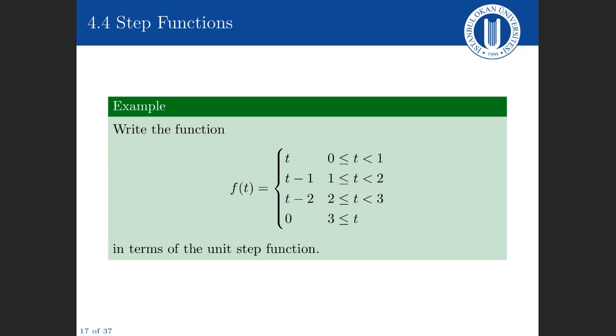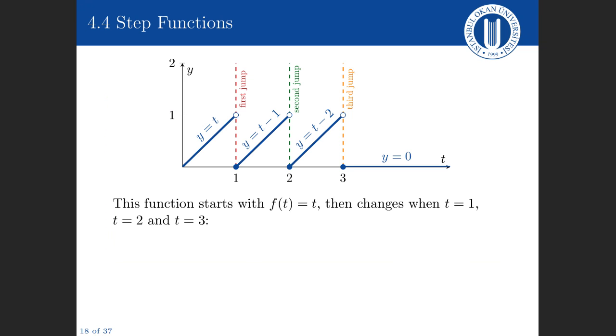Next example. Write this function in terms of the unit step function. Again, we have a function which is defined in 4 different pieces, but the first 3 pieces are not horizontal lines, instead these are diagonal lines. Here's the function. The function starts with f of t equal to t. Then the function changes when t is equal to 1, when t is equal to 2, and t is equal to 3.